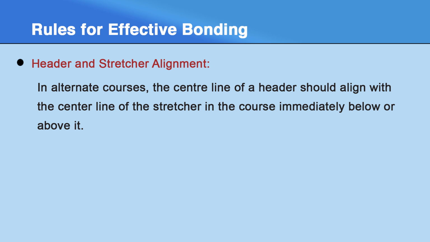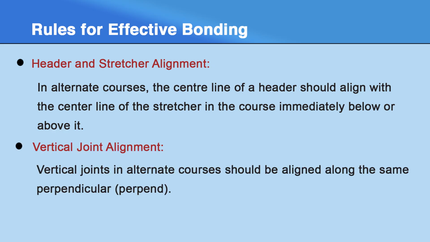Next point is the header and stretcher alignment. In alternate courses, we have the different courses, that is the layers. In alternate courses, the center line of a header should align with the center line of the stretcher in the course immediately below or above it.